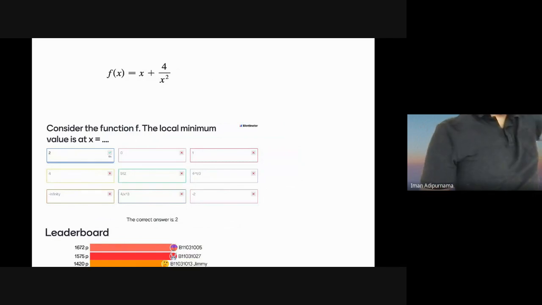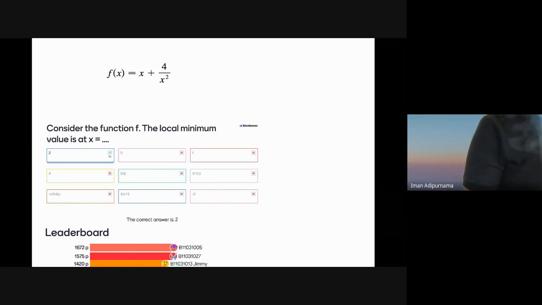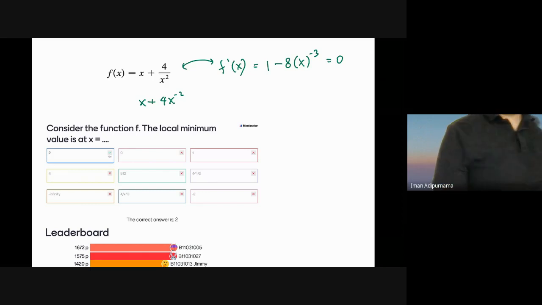The second question here, the local minimum. So I think the idea here is we can check f prime. We can write this, and f prime will be 1. This should be equal 0. And x will be 2.